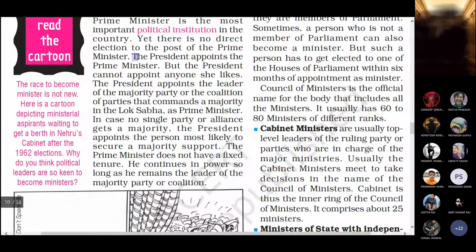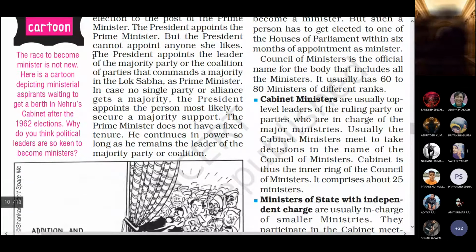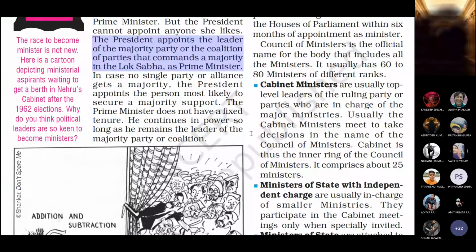You all should know that the president appoints the prime minister, but the president cannot appoint anyone the president likes as the prime minister. The president appoints, please underline and understand it very properly. Everyone is confused in this topic. The president appoints the leader of the majority party or the coalition of parties that commands a majority in the Lok Sabha as prime minister. Who is the prime minister? The president appoints the leader of the majority party.